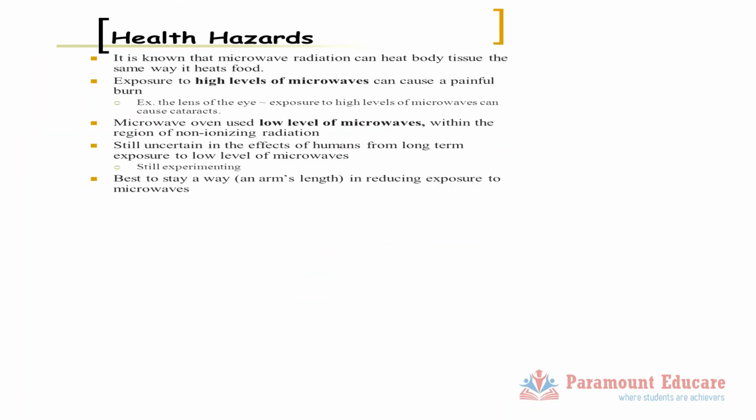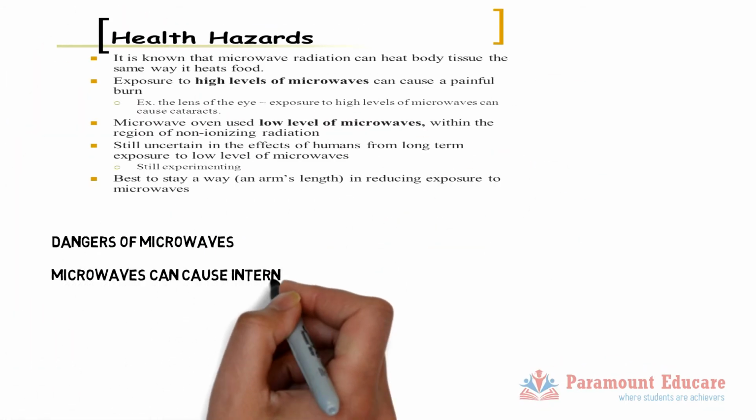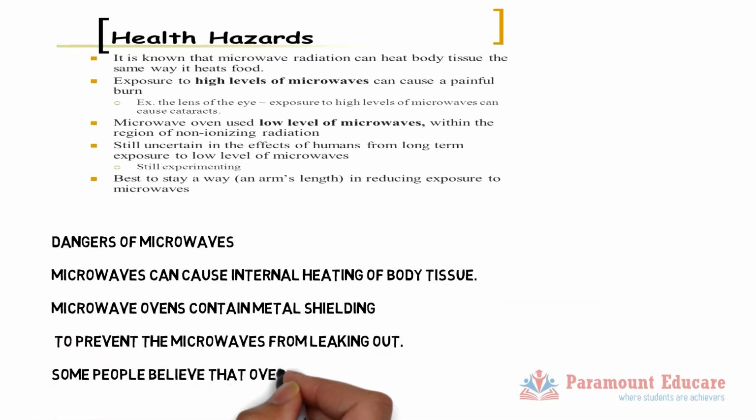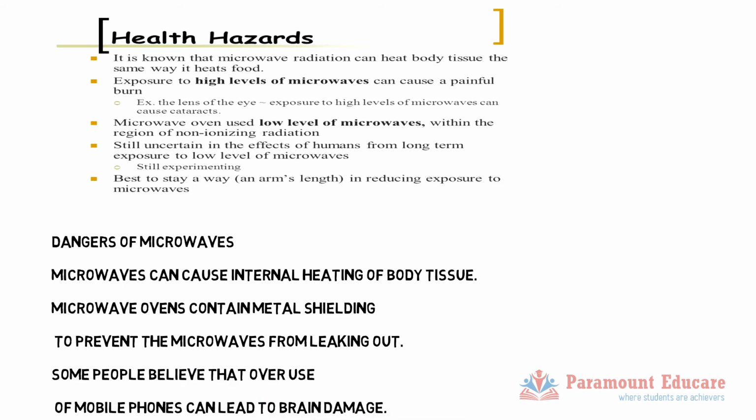Microwaves can cause internal heating of body tissue. Microwave ovens contain metal shielding to prevent the microwaves from leaking out. Some people believe that the use of mobile phones can lead to brain damage.